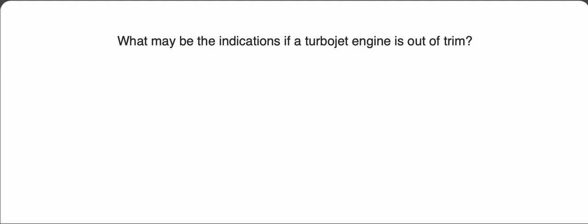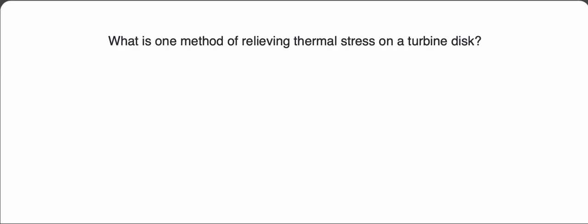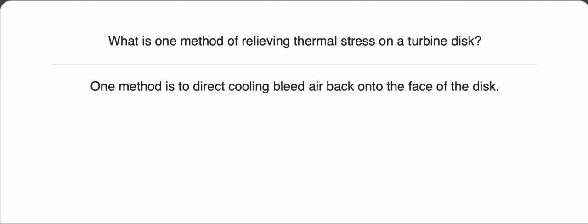What may be the indications if a turbojet is out of trim? The engine has high exhaust gas temperature (EGT) at a target engine pressure ratio (EPR) for takeoff. What is one method of relieving thermal stress on a turbine disc? One method is to strike cooling bleed air back onto the face of the disc.